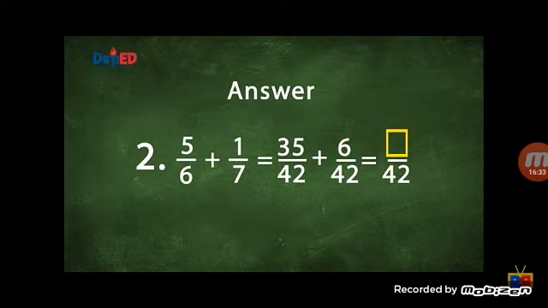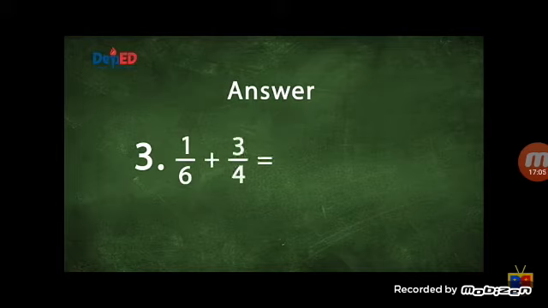Step 3. Add the numerators. 35 plus 6 equals 41. And copy the common denominator, 42. We have 41/42. Is 41/42 already in lowest terms? Yes. Therefore, our missing number is 41, and our final answer is 41/42.